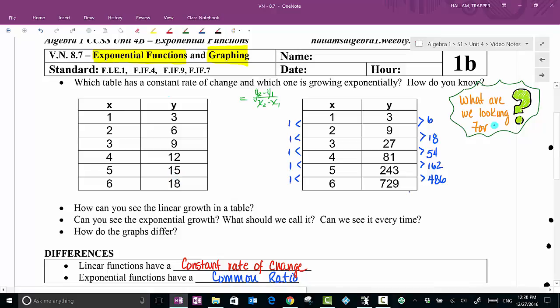And again, what are we looking for? Well, we're looking to see if we can see the growth in a table. We're looking to see if we can see exponential growth in a table. We should probably name it. Can we see it all the time? How do the graphs differ? So those are some of the things that we're looking for.